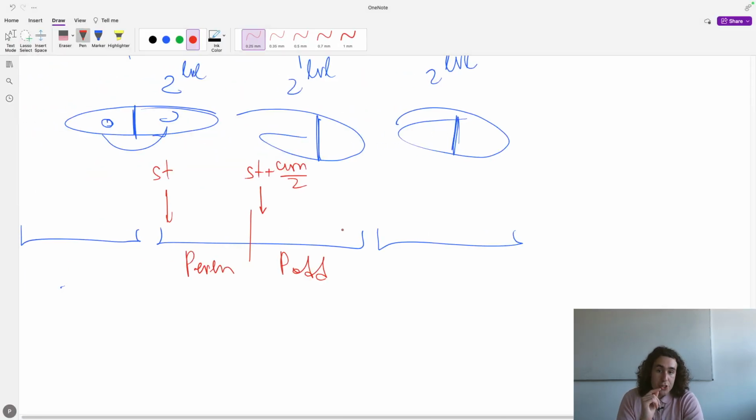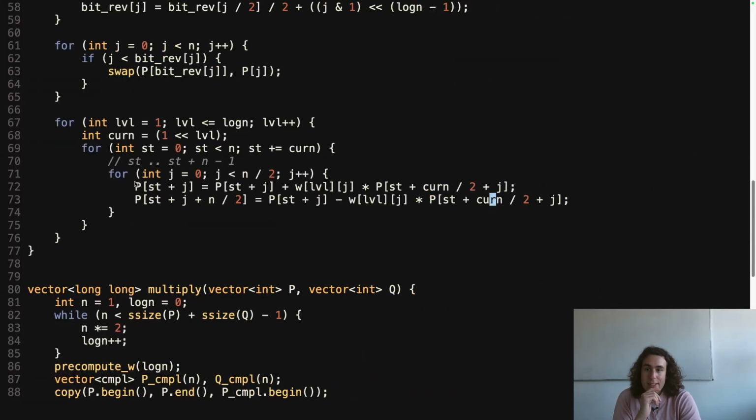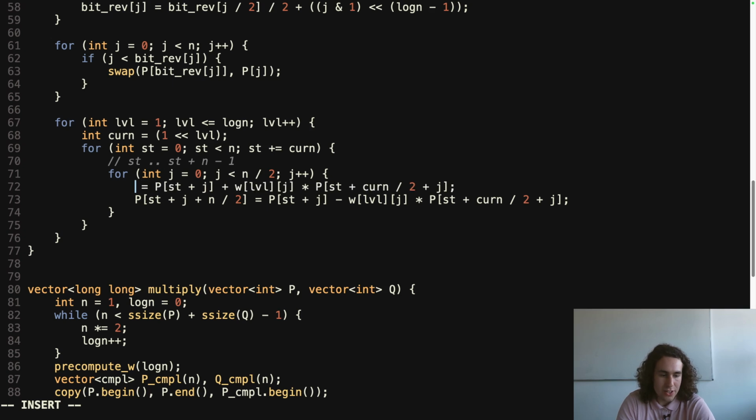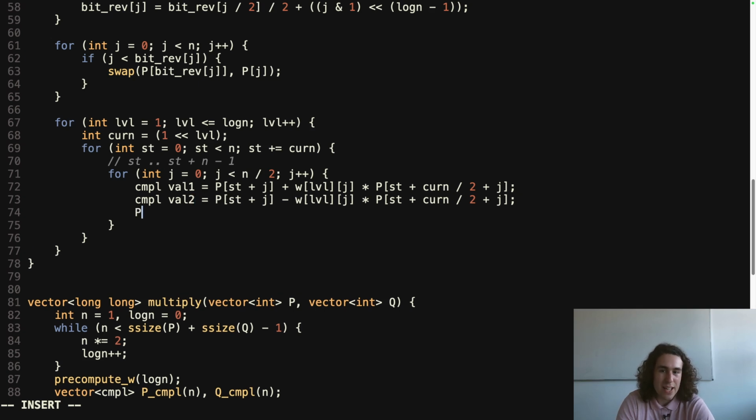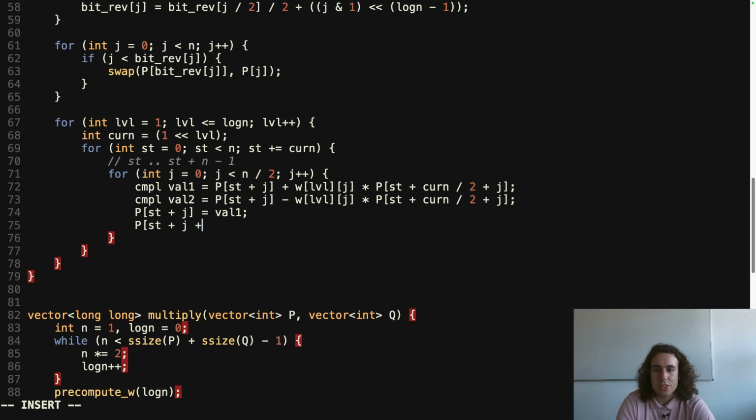And now we're trying to merge these two parts. The problem is that when we do this, assign this thing, p st plus j changes, but we need to use the old value to calculate this one. So we need to first save these values and then use them, right? So this will be val1, this will be val2. So we first compute them and then we assign. p st plus j is equal to val1, and p st plus j plus n half is equal to val2.